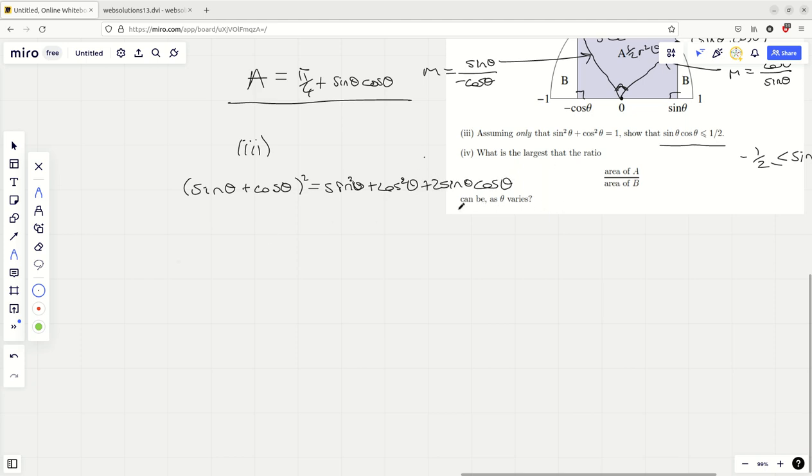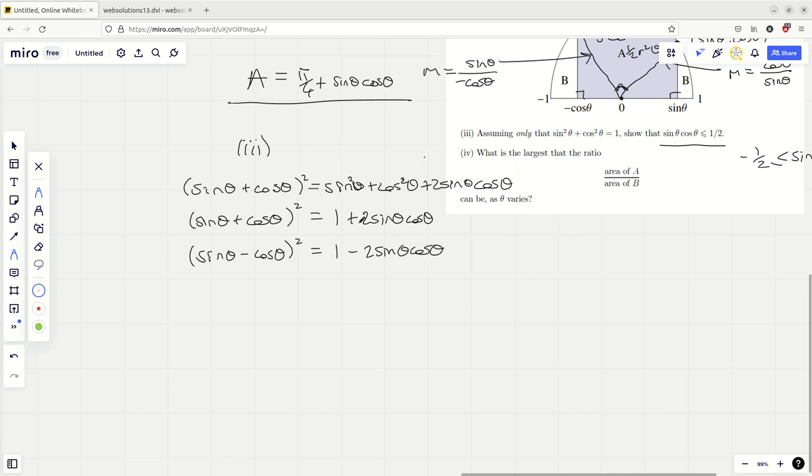That's certainly well worth bearing in mind, isn't it? Because that's actually 1 plus 2 sine theta cos theta. So what we can say here is that this equals 1 plus 2 sine theta cos theta. That was my initial thought on this. And then, if you had sine theta minus cos theta and you square that, that's going to give you something very similar, but it's going to be 1 minus 2 sine theta cos theta.